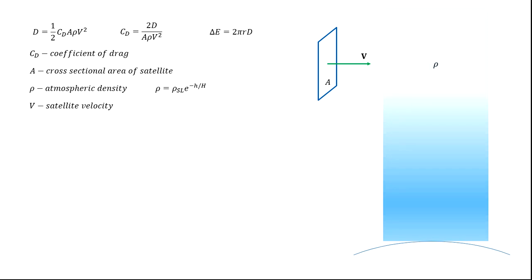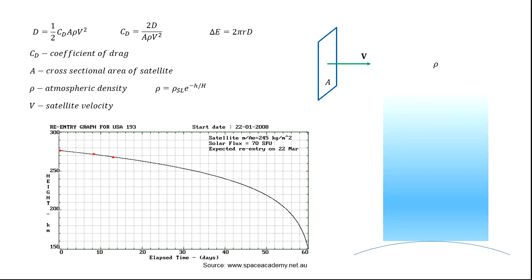The change in energy is 2 pi r times the drag D. Here's a plot produced by the Australian Space Academy. This shows a typical orbit degradation curve. The predicted deorbit can be up to 10% off.